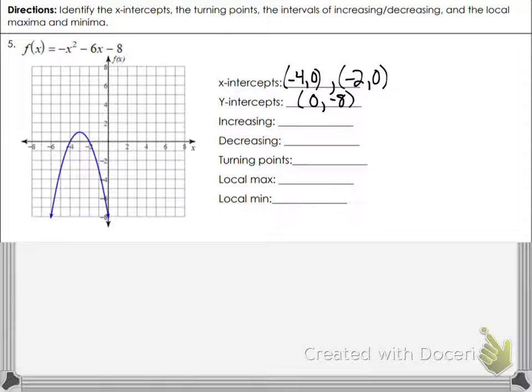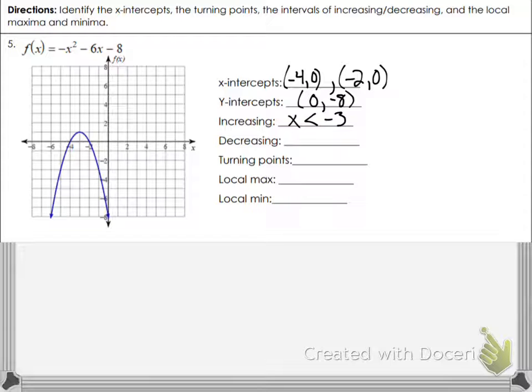Was there a starting point for it increasing? No, it's going on forever and ever to the left, correct? So from -infinity all the way to -3, it's increasing. I would represent that by saying x is less than -3. For all values less than -3, it's increasing. Does that make sense?